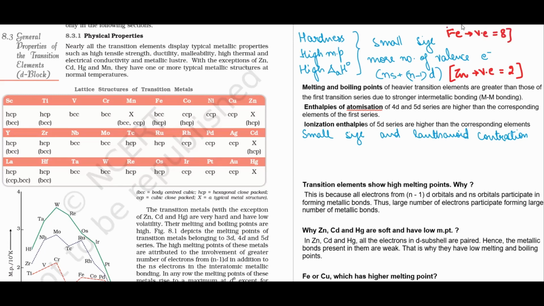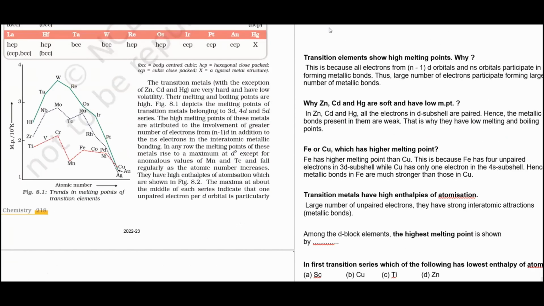as 8. The more the number of valence electrons and the smaller the size, the harder the metal, the higher its melting point, the higher its enthalpy of atomization. So you can remember these 3 points together. Zinc, cadmium, mercury are soft and have low melting points. This question comes from these lines.